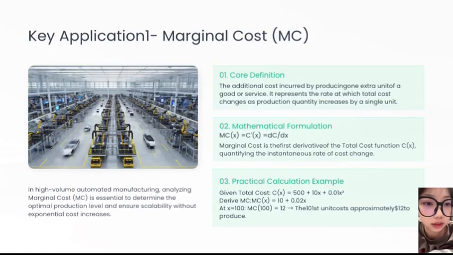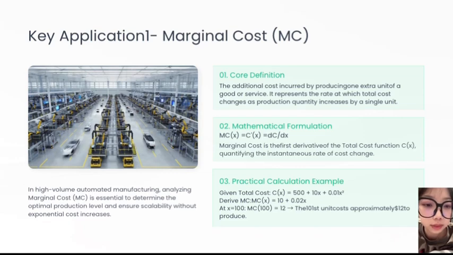This slide is about marginal cost. Short for MC, it has 3 small parts. First, core definition. Marginal cost means the actual money to make one more product. Second, the master formula. MC equals C prime x, also read as dC by dx. It is the first derivative of total cost.